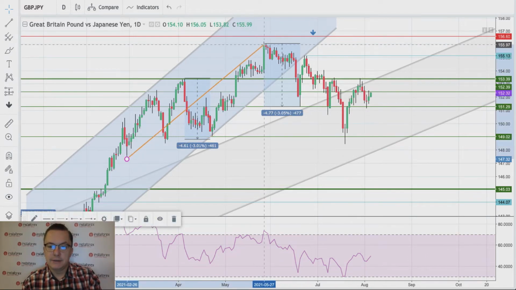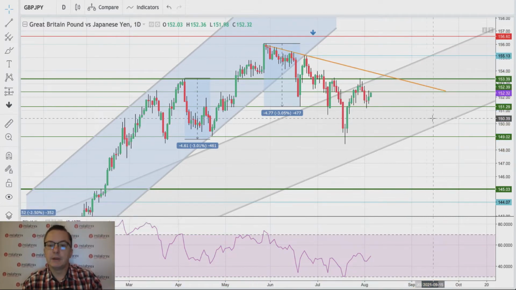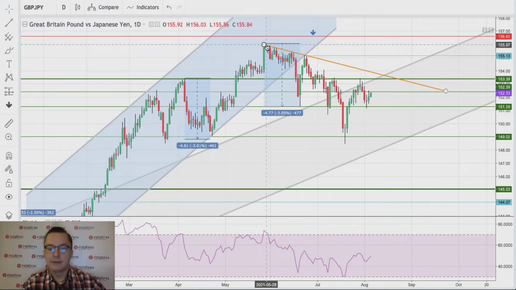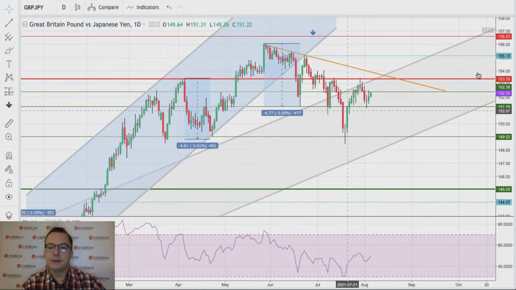As you can see, if we put our trend line here, we are still below the short-term trend line. The high was made on the 28th of May, so this is the short-term trend line here. 151.53 is now the technical resistance. We got the technical resistance here, 155.13. So please keep an eye on those two levels as well.